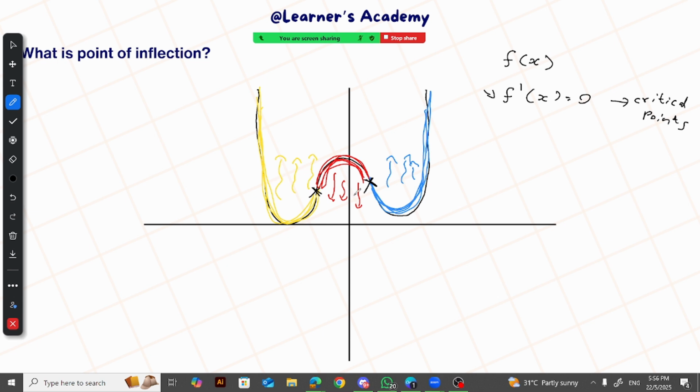And basically, how do we find a point of inflection? The way that we find it is we just find the second derivative of f of x and then equate it to 0. And then we will get x equals some value. If we substitute, okay, wait, I think a will be clearer to understand. Call that x value a. And then if we substitute a in place of x, we will have another y value.